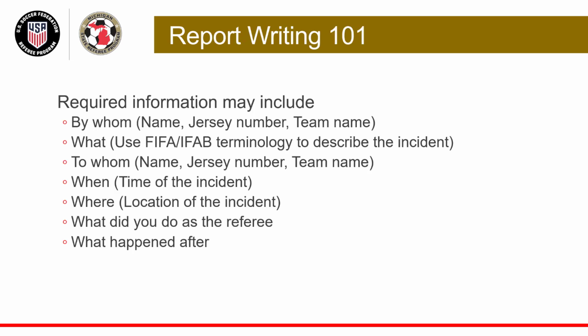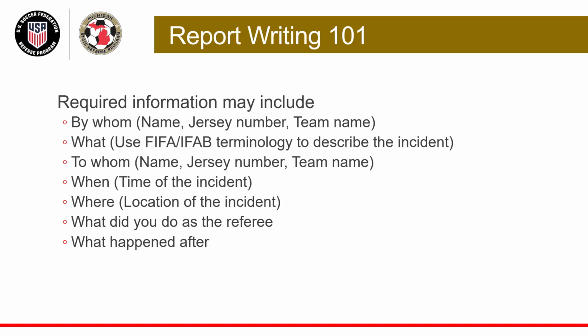As report writing 101, some of the basic information you have to have may include any of these things, or a combination of these things. Of course, if you are writing a report on a weather delay, you may not have to have much of what's on the screen, but typically you have to have information of this nature.